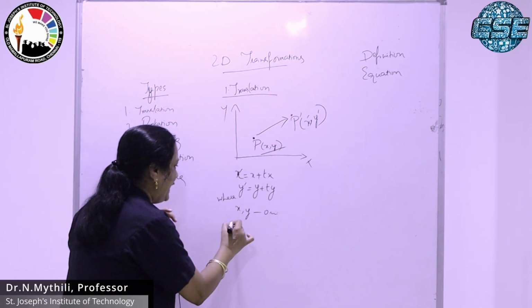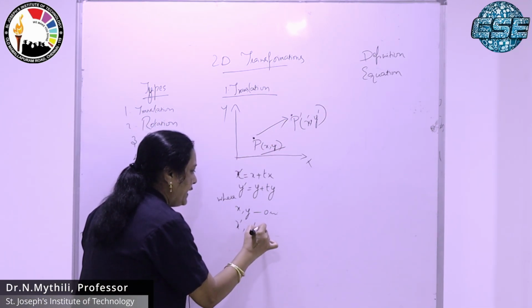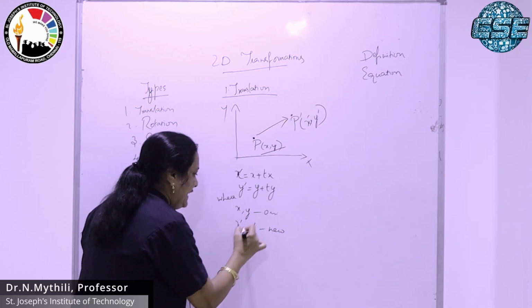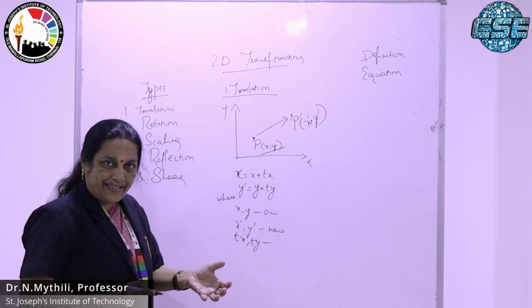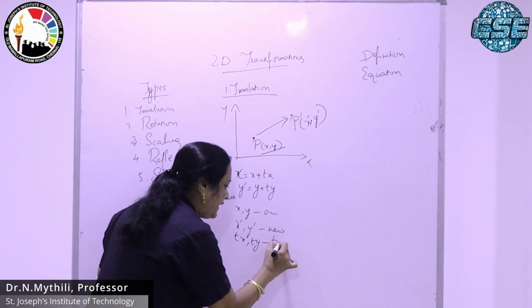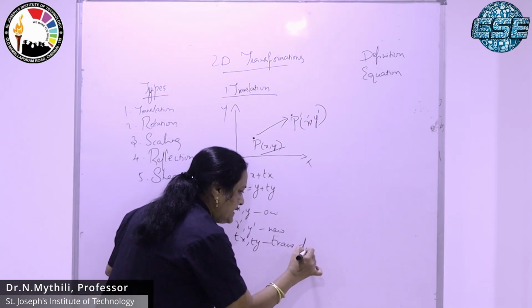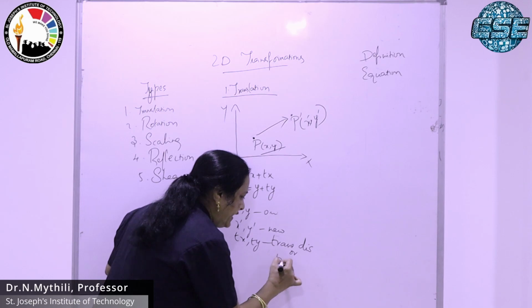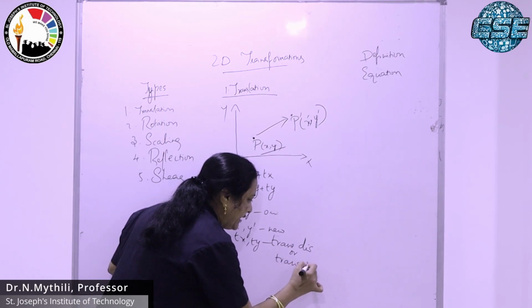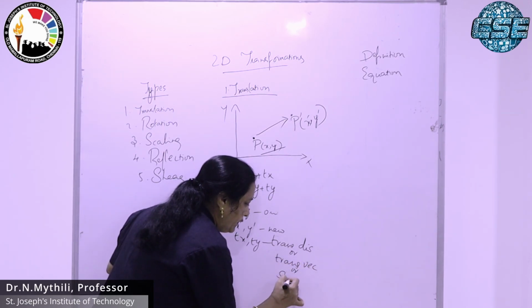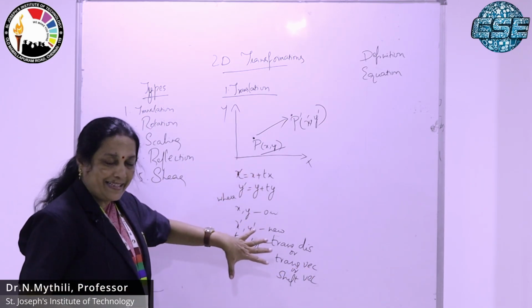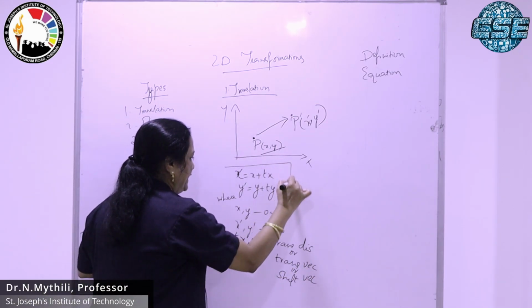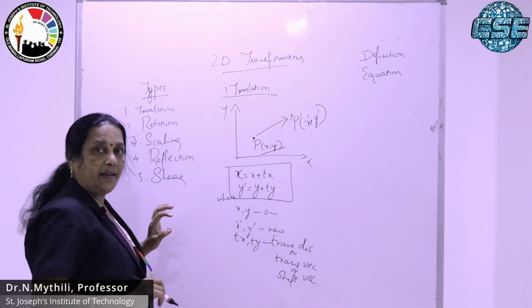X dash comma y dash is the new coordinate position. Tx comma ty are the translation distances, or translation vector, or shift vector. Now, this is the translation equation.